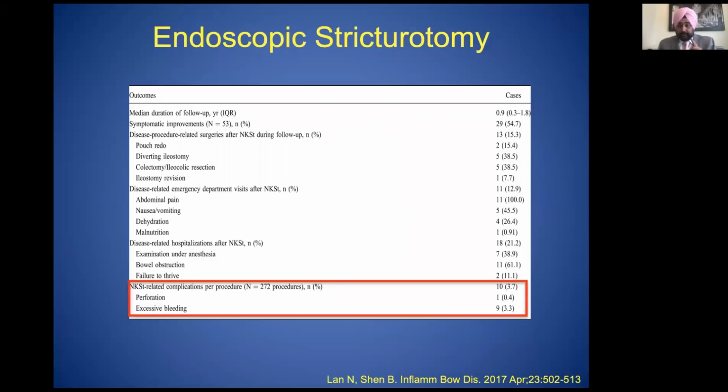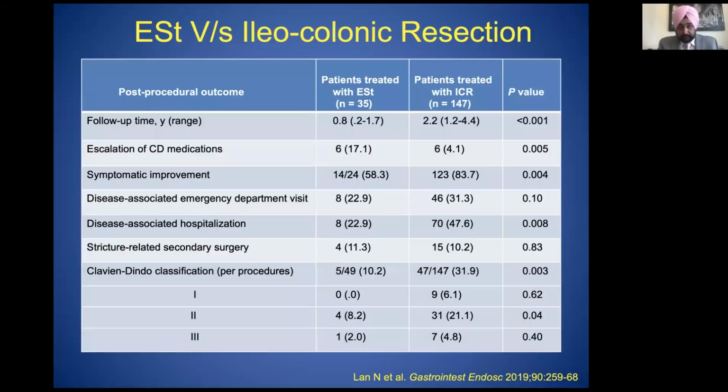Perforation was seen in one patient, which was very early on in the disease, and 9 patients had bleeding, which was described as need for hospitalization, need for blood transfusion, need for repeat intervention. For me, bleeding is a risk, but I think the risk of perforation really goes down, and we're going to see further.